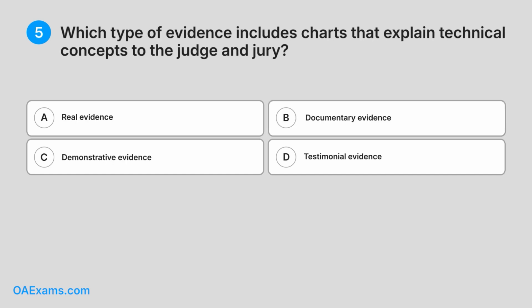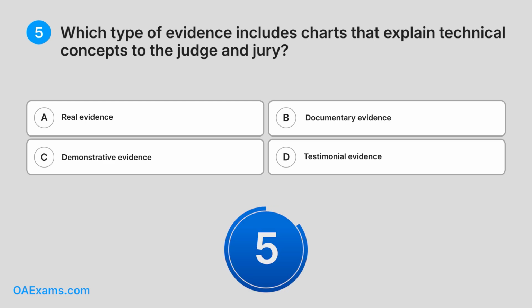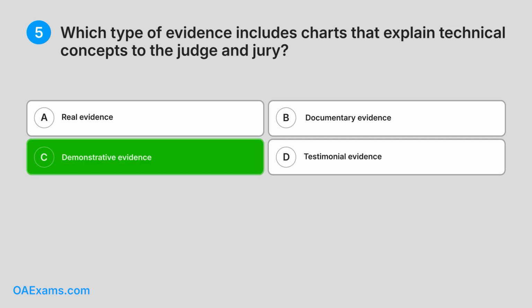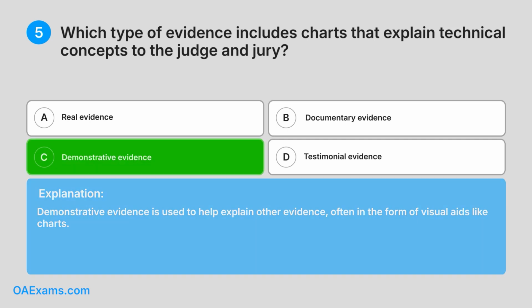5. Which type of evidence includes charts that explain technical concepts to the judge and jury? A. Real evidence. B. Documentary evidence. C. Demonstrative evidence. D. Testimonial evidence. Do you know the answer? Correct answer: C. Demonstrative evidence. Explanation: Demonstrative evidence is used to help explain other evidence, often in the form of visual aids like charts.